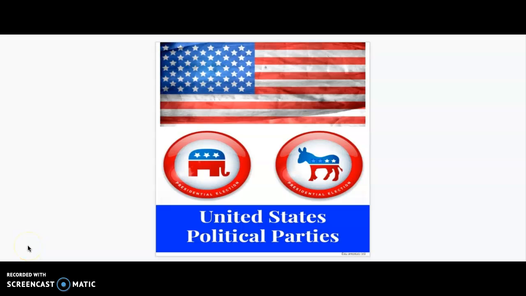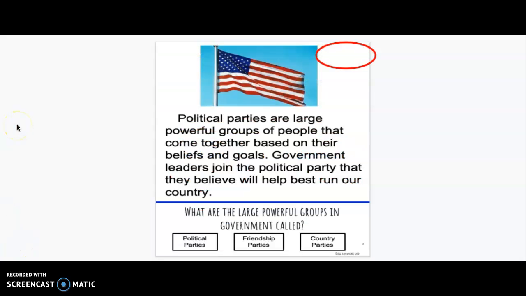Hi friends, today we are going to talk about United States political parties. Political parties are large, powerful groups of people that come together based on their beliefs and goals. Government leaders join the political party that they believe will help best run our country.